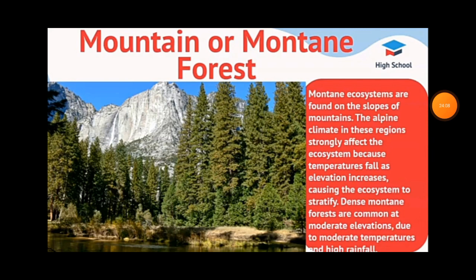Mountain or montane forest. These forests are classified on the basis of altitude and amount of rainfall. These are found on the slopes of the mountains in the northeast states. These forests are found at altitudes, meaning heights, of 1200 to 2400 meters. Sal, oak, amura, chestnut and cinnamon are the main trees found here. The rainfall of this region is moderate. These forests are found in Jammu and Kashmir, Himachal Pradesh and Uttarakhand.